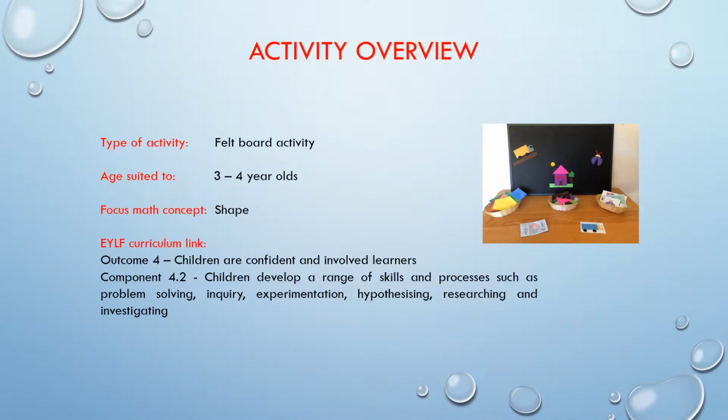This play-based activity is a felt board activity that focuses on the maths concept shape, the key elements being describing and sorting. This activity is aimed at 3 and 4-year-olds in a childcare setting. The learning outcome that this activity relates to is 4.2.